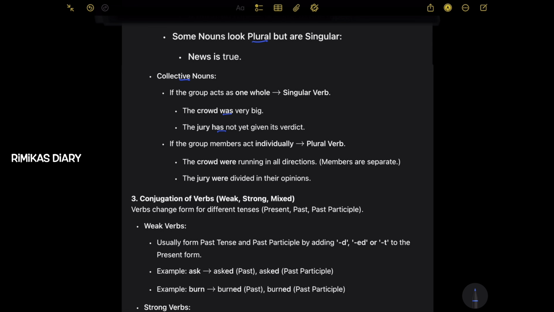Next, common errors in use of verbs. Pay attention to which form of the verb you use. Incorrect: she was borne to children. Correct: she was born to children. Use born for giving birth, as a past participle with has.